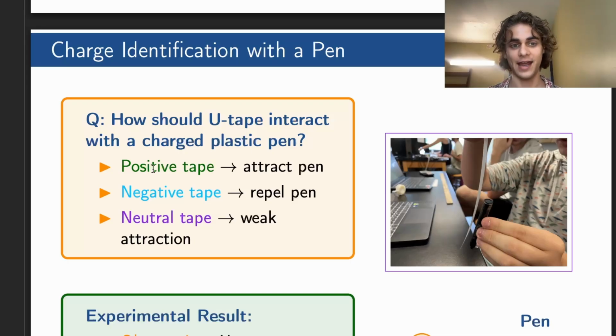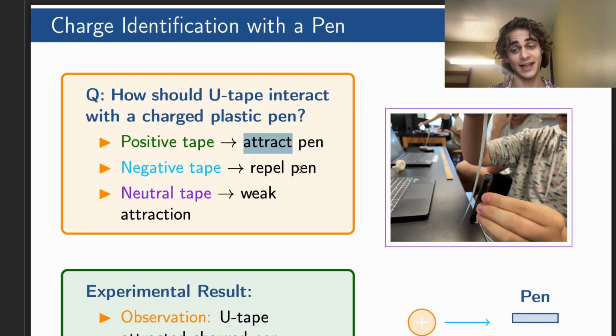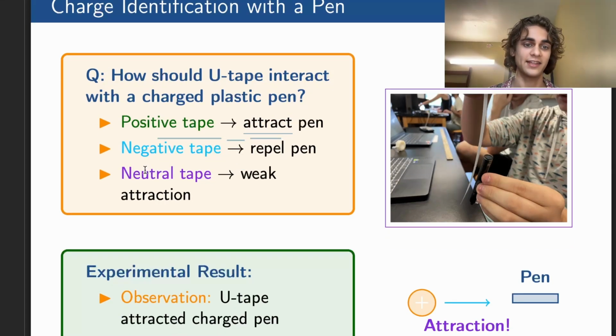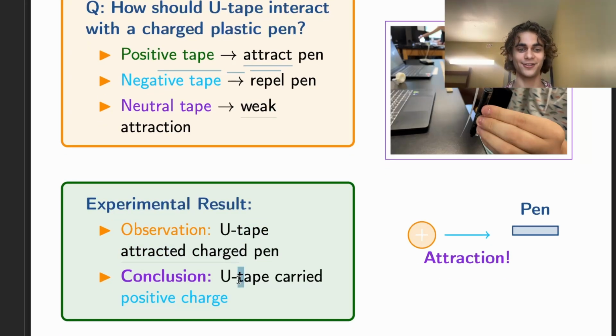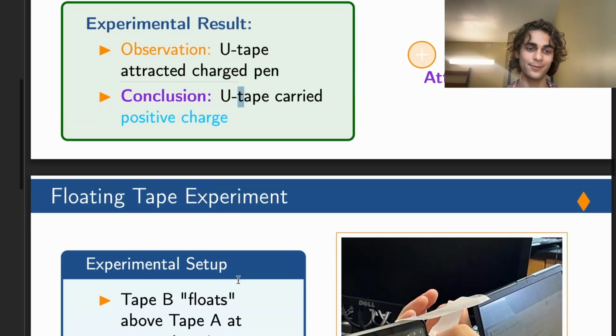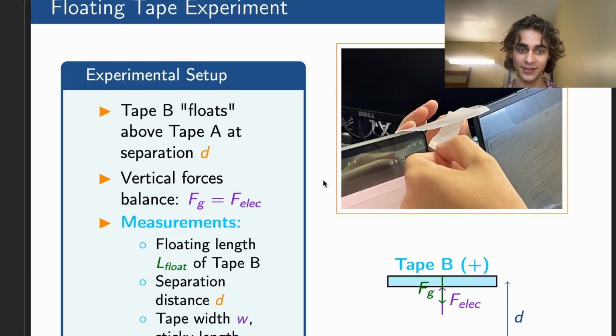And then we can ask some questions about what would happen to the pen and the tape given certain assumptions about the tape. If we assume that the tape is positive, then we should expect that the negative pen and the positive tape attract. Other way around, if the tape somehow didn't have any charge, if we made it wrong, there should still be a much weaker attraction. But luckily we just observed decided attraction, so we can conclude that there is a positive charge carried by the tape. Okay, now we can get back to the floating tape part.